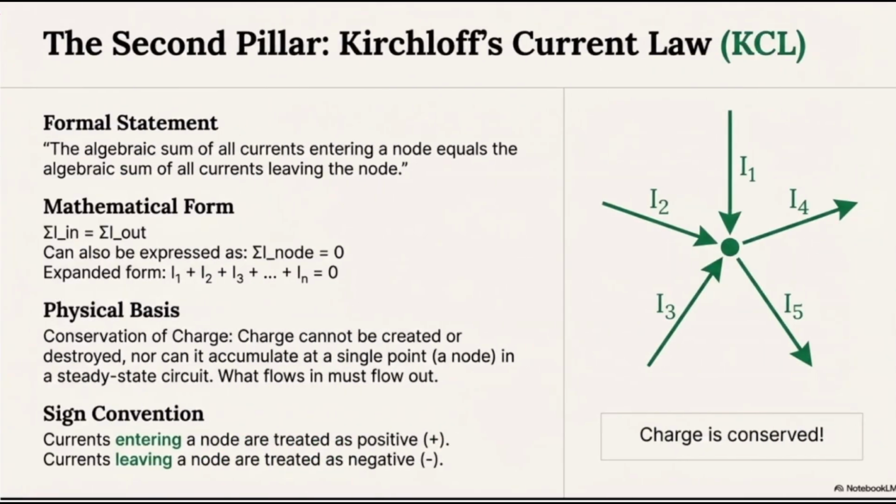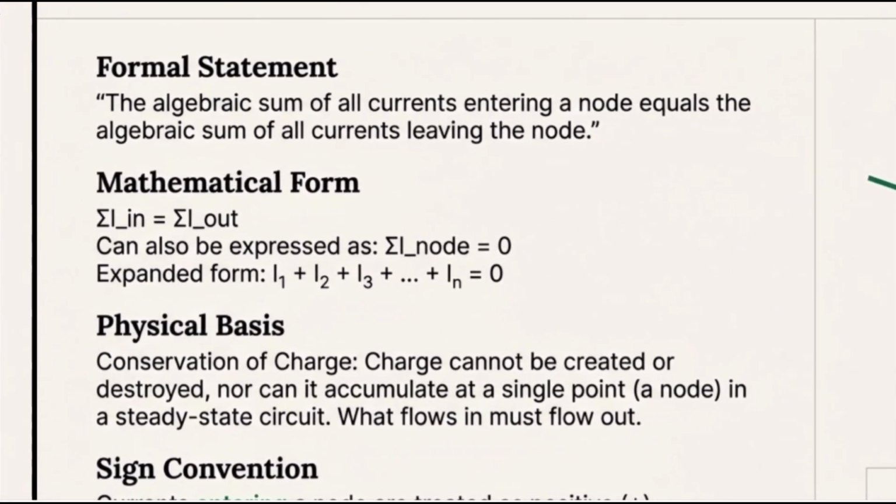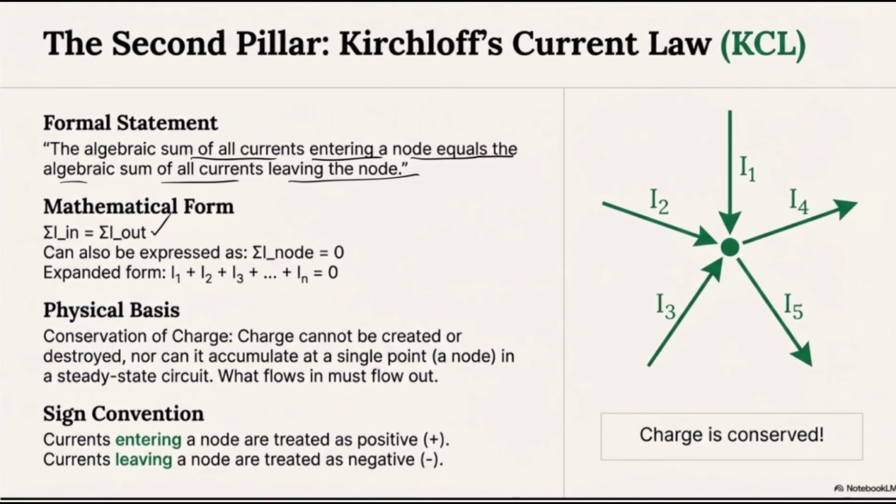So the second pillar, Kirchhoff's current law. Let's talk about it. What does it say? It says the algebraic sum of all currents. Again, when we are talking about algebraic sum, it means that some of the currents have the sign of positive and some of them have the sign of negative. All currents entering a node equal the algebraic sum of all currents leaving the node. Or imagine that I do have different currents: I1, I2, and I3 get in, I4 and I5 get out.